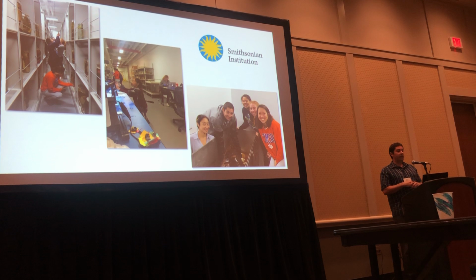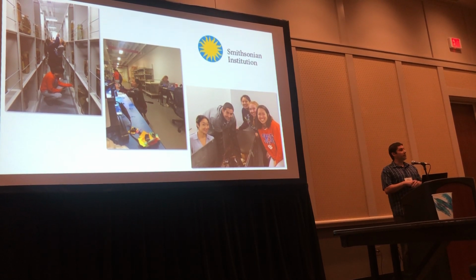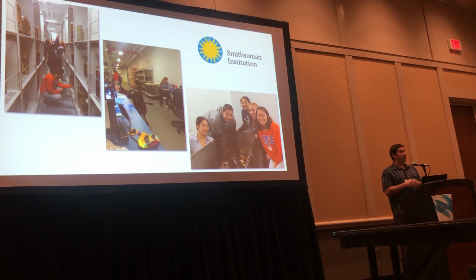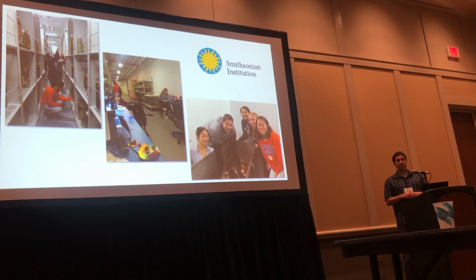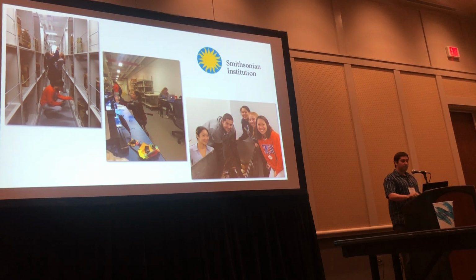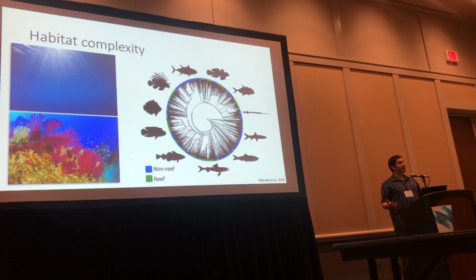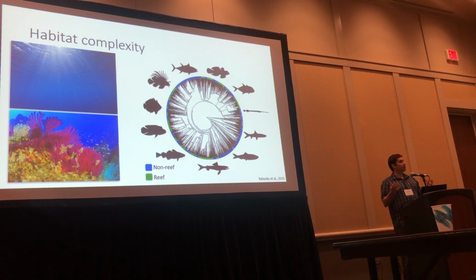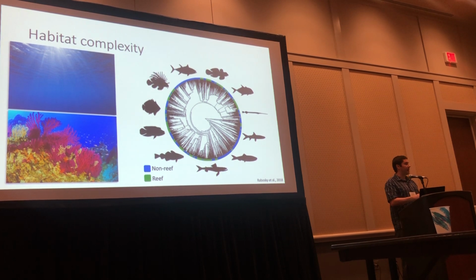So we collected data at the museum, took some of our undergrads with us, and collected morphological data on over 17,000 specimens and about 6,000 species. The next thing that we had to do is, since our question is about habitat complexity, we need to combine this morphological data with categorical data for habitats.